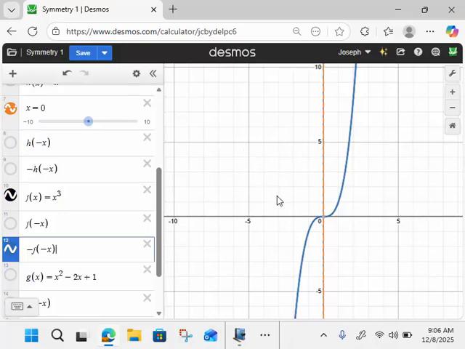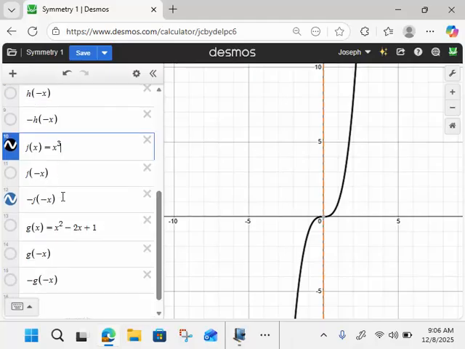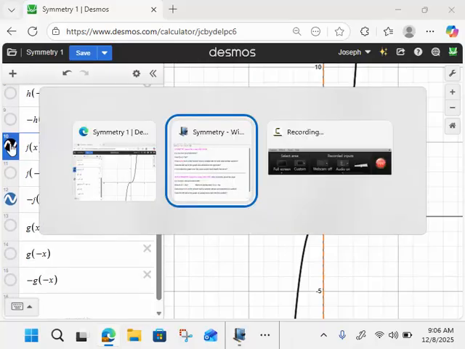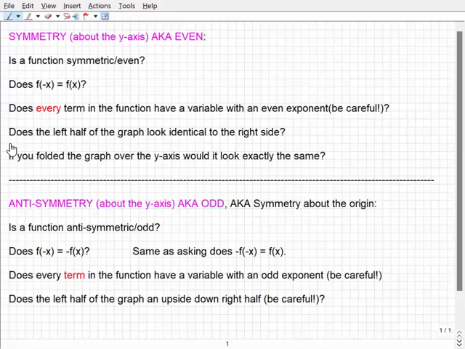And also called odd, because it happens whenever every single term has x to an odd power. So let's look at some definitions here. What I want y'all to understand is symmetry about the y-axis, aka even. I want you to be able to look at a function, look at its graph, and tell me if it's even, or look at the function written out and be able to tell me if it's even.